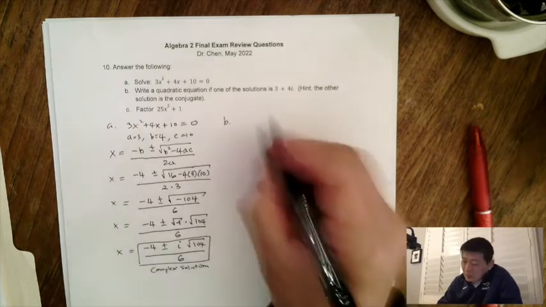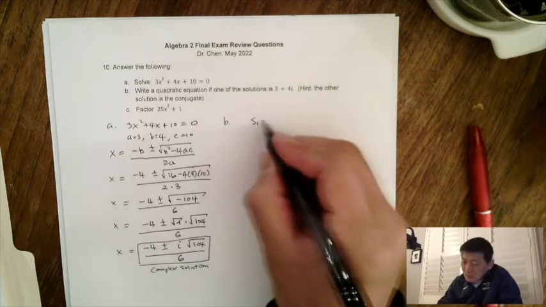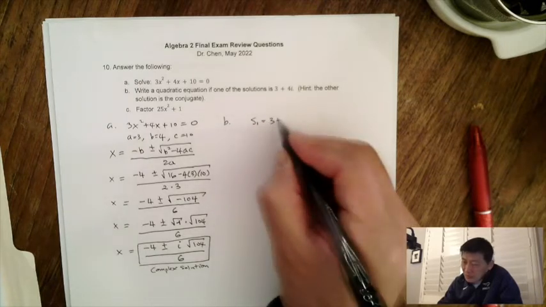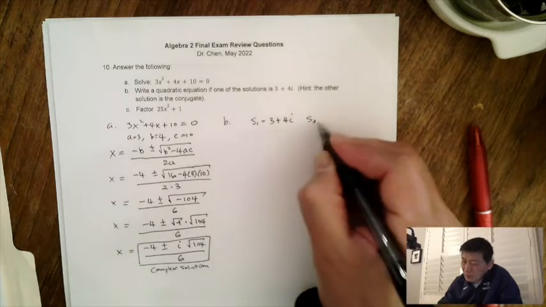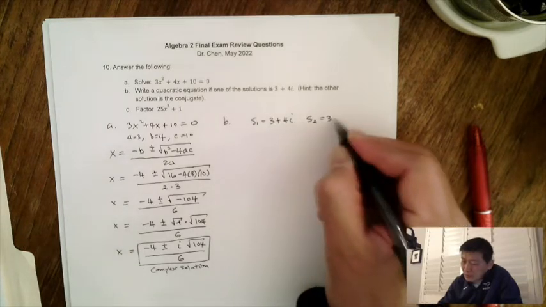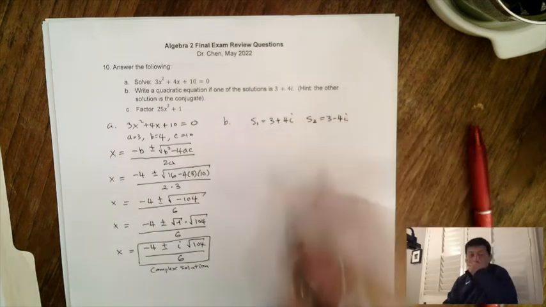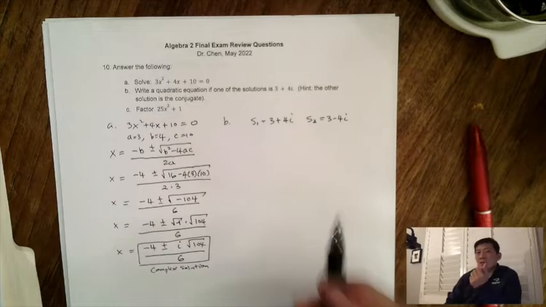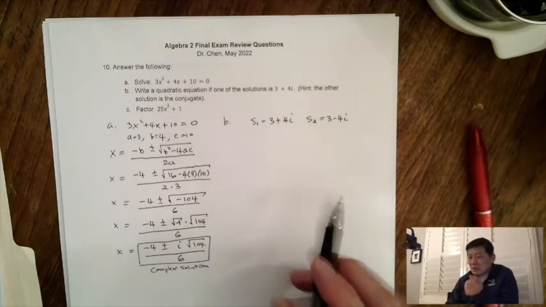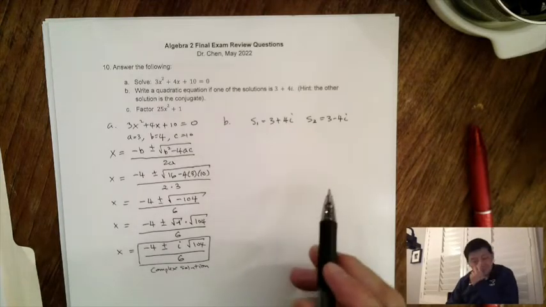So we could consider solution 1, the first one, which is given to us, 3 plus 4i, and solution 2, S2, is equal to 3 minus 4i. I do that simply because I can use simpler notation for a more complicated expression, right?